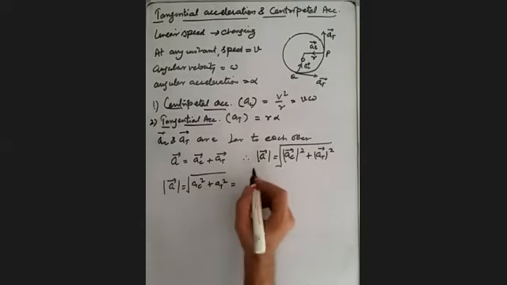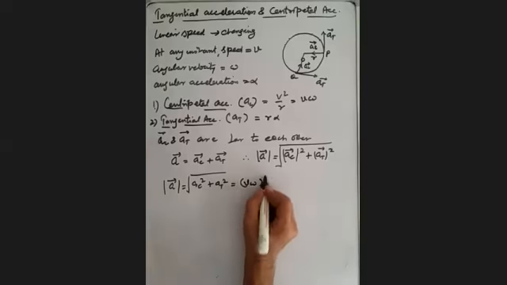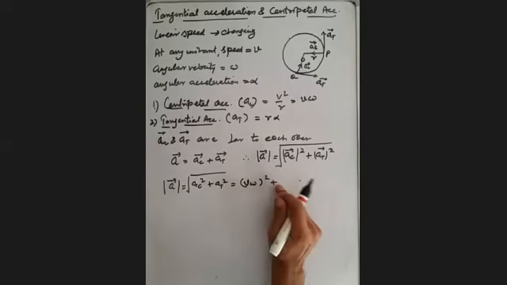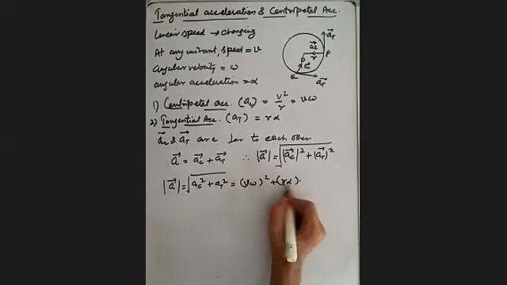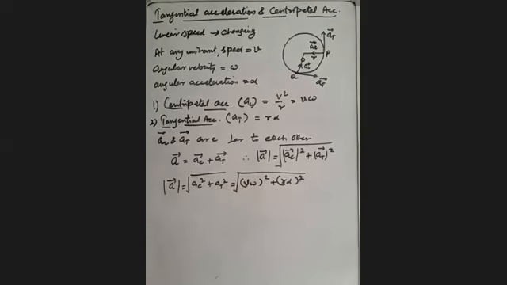Put the value of AC here. So AC is equal to v omega, and AT is alpha R. So A is equal to the square root of (v omega) squared plus (alpha R) squared. So this is how we can find out the net acceleration acting on the particle moving on a circular path. Now let us discuss two cases.